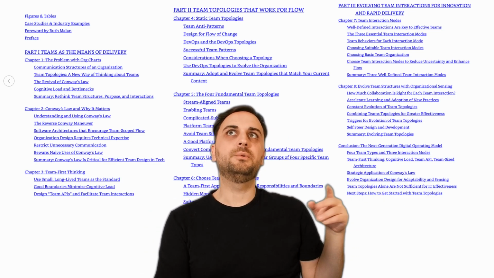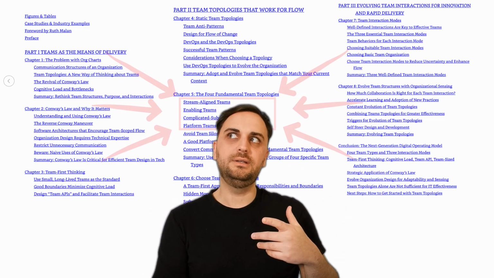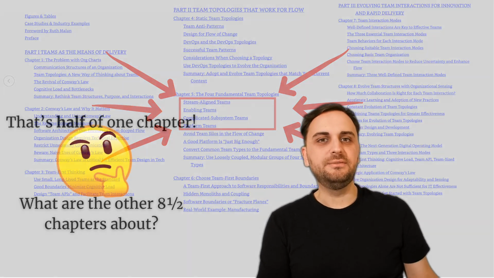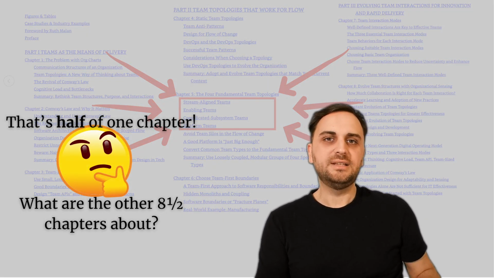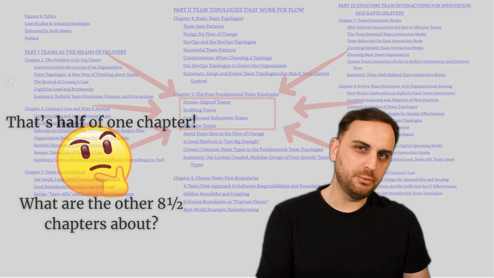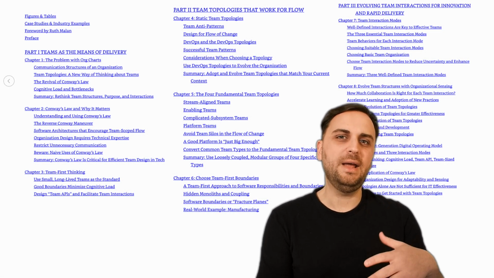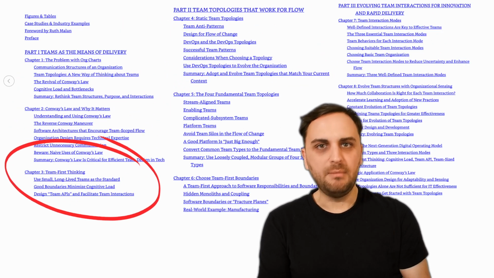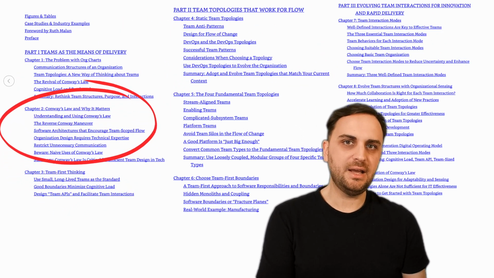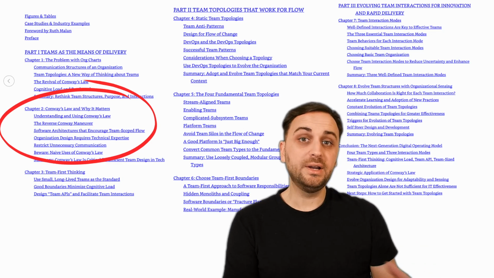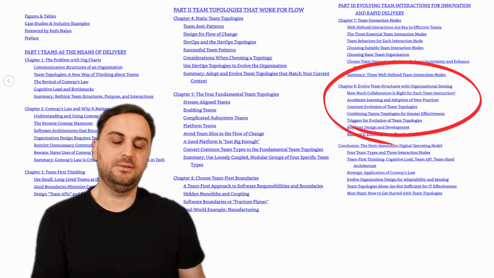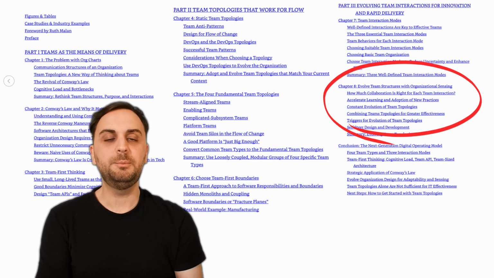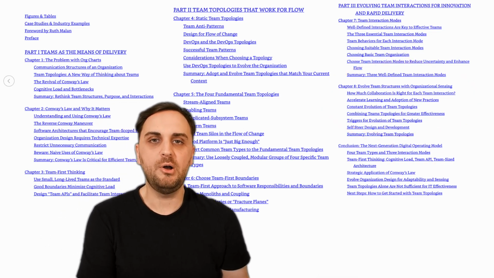If we take a look at this, we're going to find out that those team types are actually half of one chapter. So what are the other 8.5 chapters of this book about if they're not about assigning team types? Well, if we just take a quick look here, we're going to see there's a whole bunch of stuff in there about how teams should be interacting, how teams should be organized, what kinds of mindsets they should have, the architecture related to Conway's law, organizational sensing to determine what's going on in your company so you can adapt correctly to those different changes and change your team topology because there is no one ideal topology for everything.